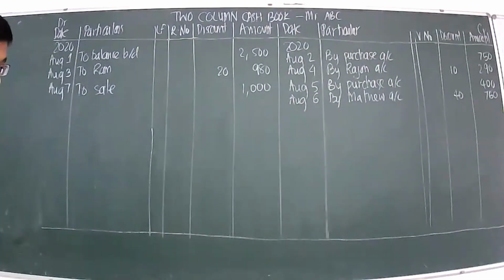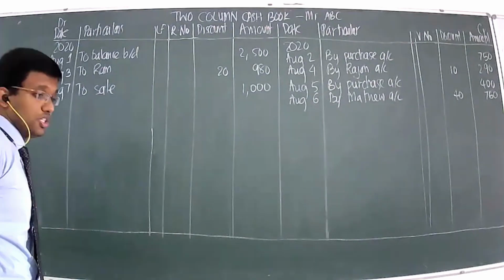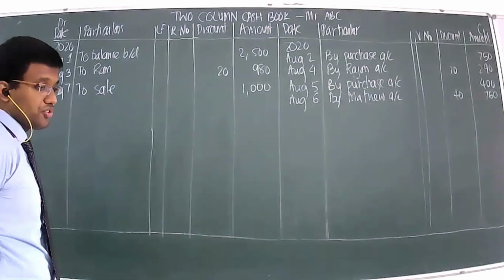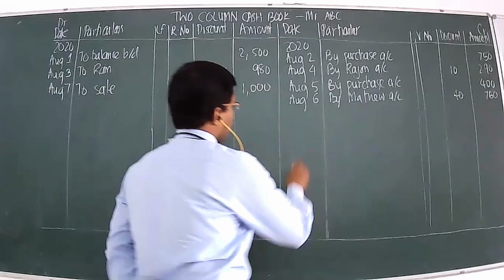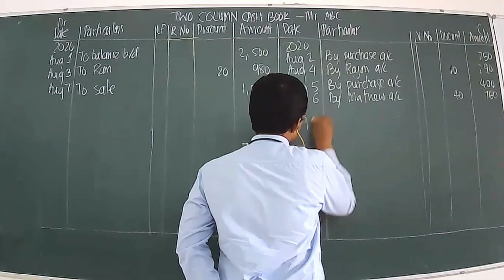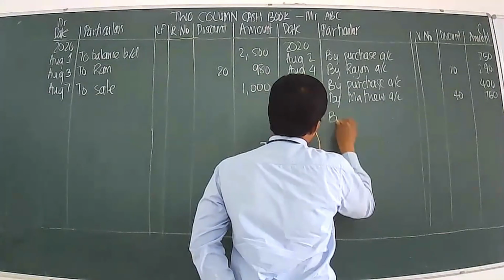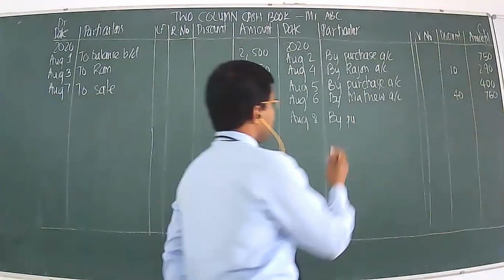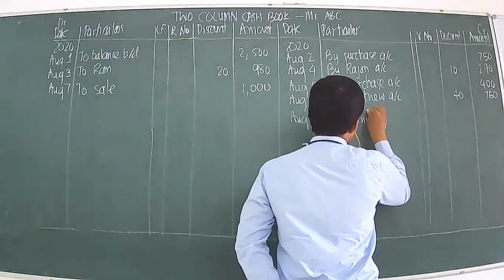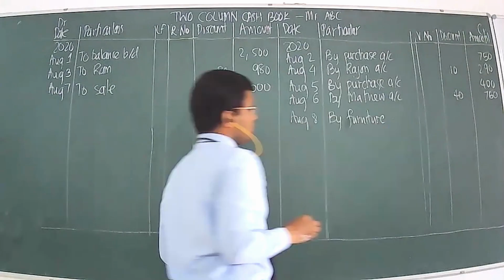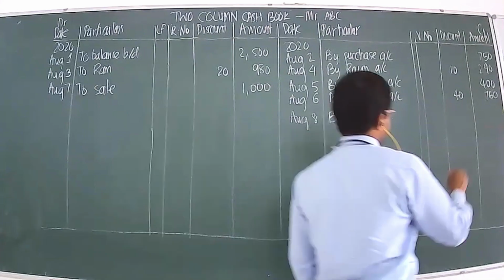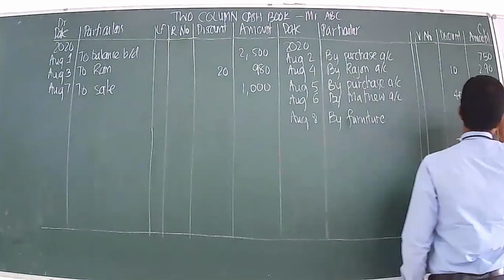August 8th, purchase furniture for cash. August 8th, you're carrying out a cash purchase of furniture, purchasing furniture for 250 rupees. So 8th of August, by furniture, and the amount is rupees 250.